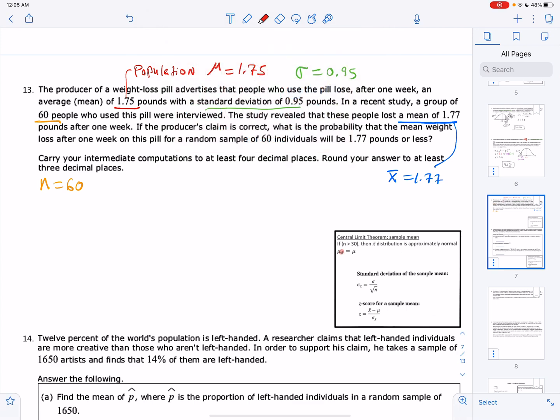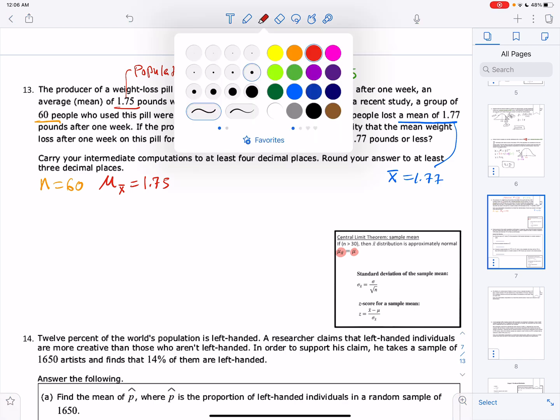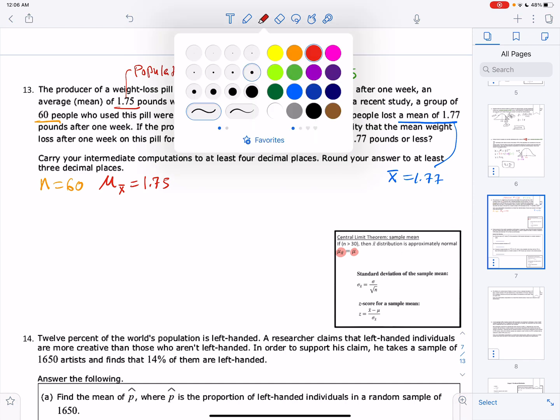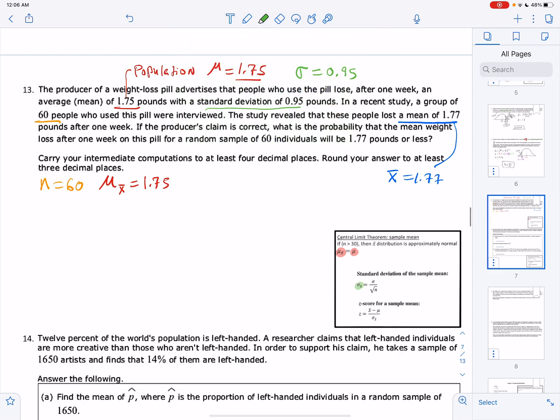It says that the mean of the sample means is going to be equal to the population mean. So that's really important for us to know, that the mean of the sample means is equal to the population mean. So that's going to be equal to 1.75, what they gave us at the beginning, the population mean. Also, what's important to know is the standard deviation. So the standard deviation of the sample means is just going to be the population standard deviation divided by the square root of the sample size.